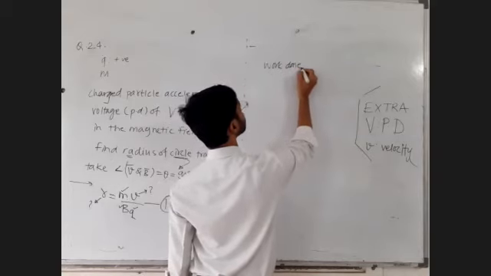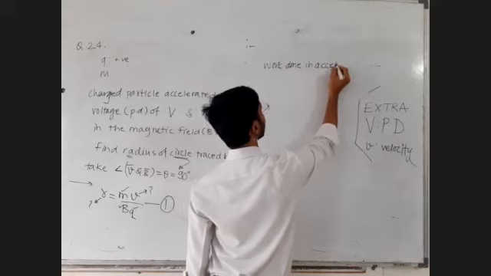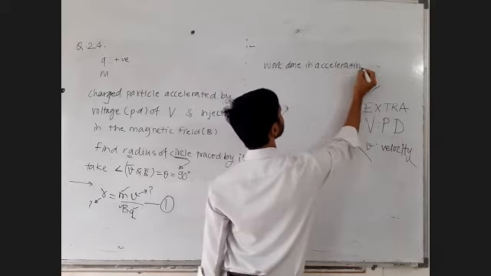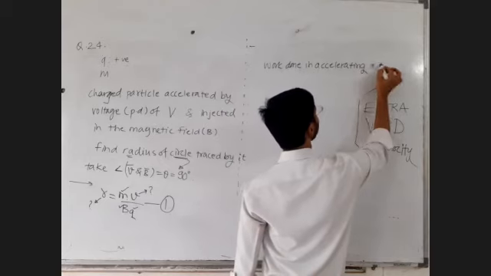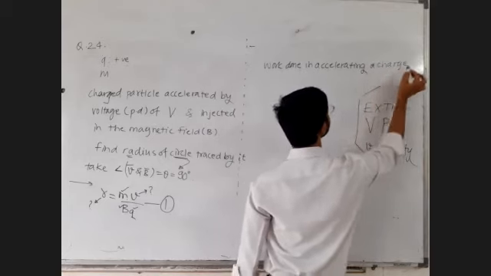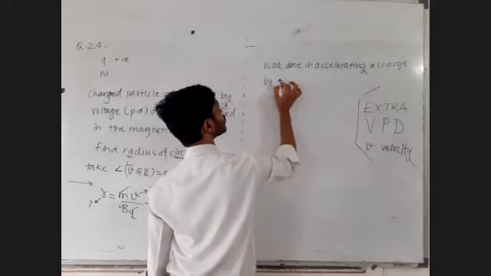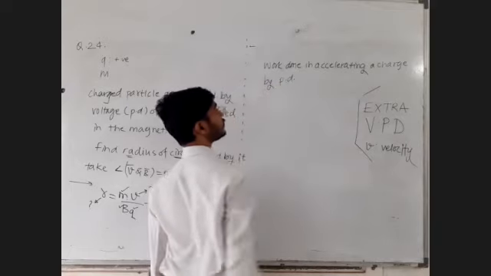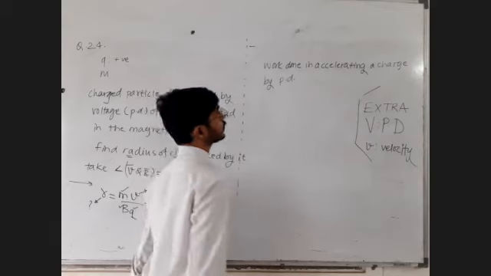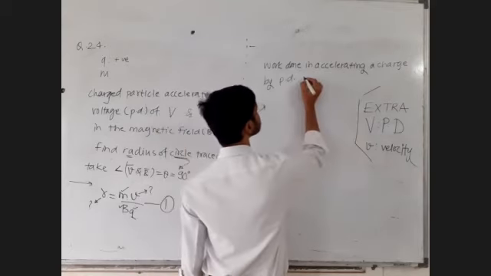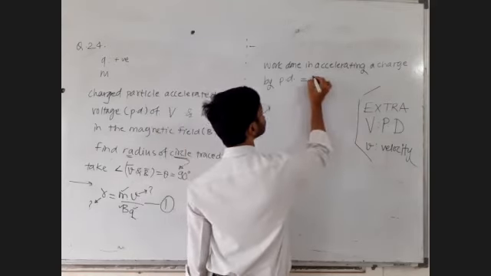Work done in accelerating a charge by potential difference. Just keep on writing. PD means potential difference. Work done in accelerating a charge by potential difference is W equal to V delta Q. Oh sorry, not V delta Q, Q delta V, or simply QV. Q is the charge.